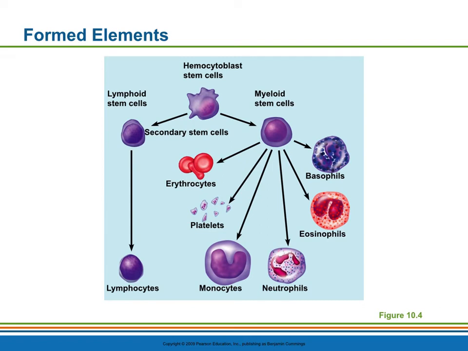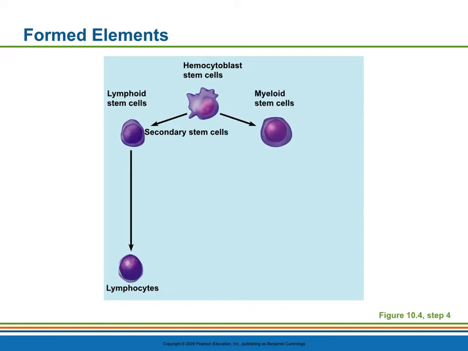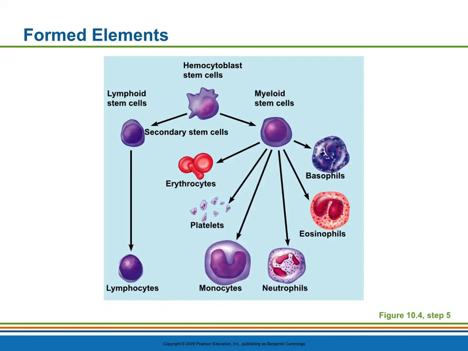Now, all blood cells differentiate from hemocytoblast stem cells in the red bone marrow. The population of stem cells renews itself by mitosis, and some of these daughter cells become lymphoid stem cells, and some become myeloid stem cells. The lymphoid stem cells develop into two classes of lymphocytes that function in the immune response, and everything else forms from the myeloid stem cells.